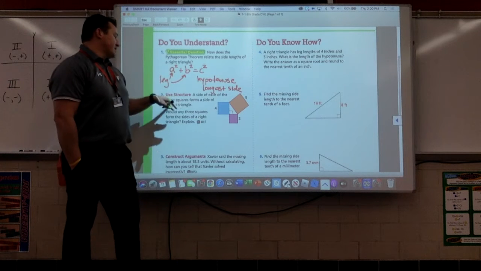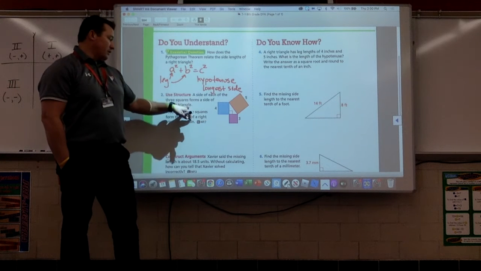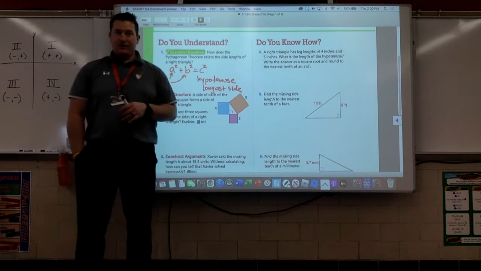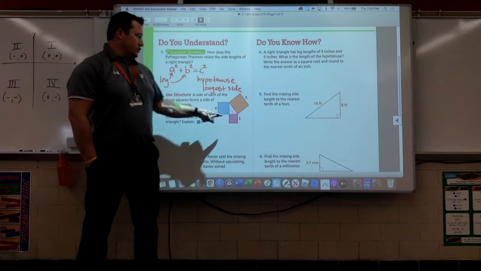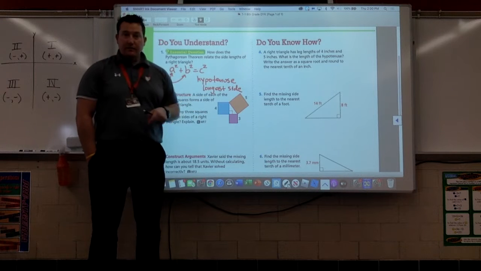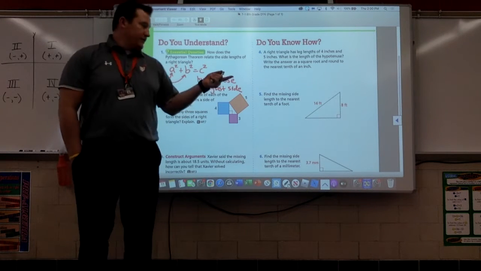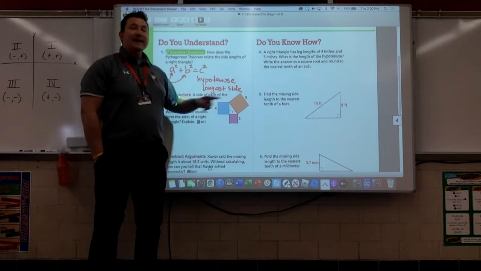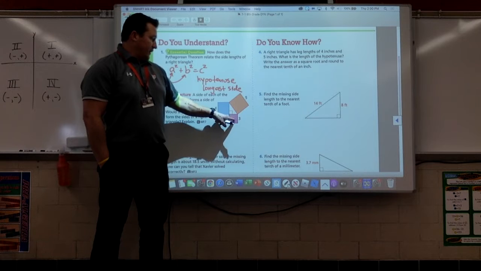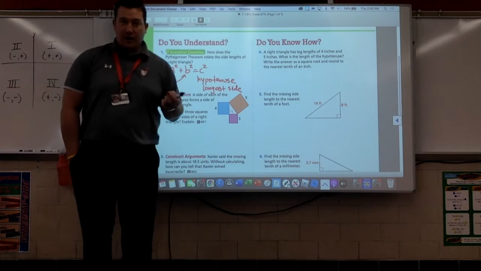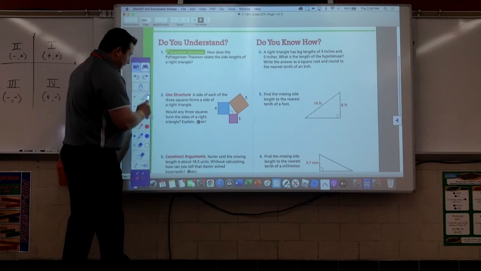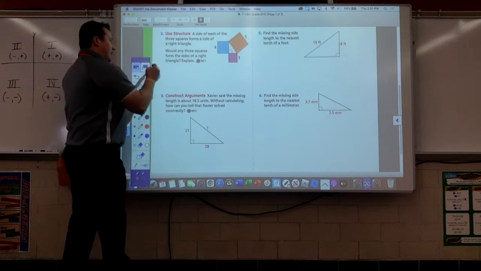So if a side of each of the three squares forms the side of a right triangle, could we have any 3 squares form the sides of a right triangle? Like, could you have a square of 1, a square of 4, and a square of 10 make a right triangle? Could you have a square of 2, 4, and 6 make a right triangle? Here we had 3, 4, and 5. Could you have 5, 6, and 7? Would those make a right triangle? Right? That's what we're getting at. Well, the answer to that, crew, is no. No, absolutely not.